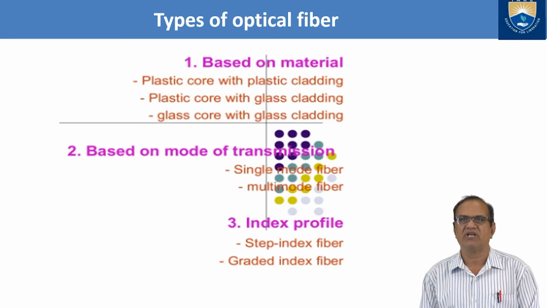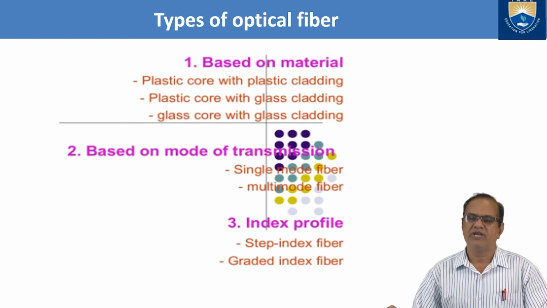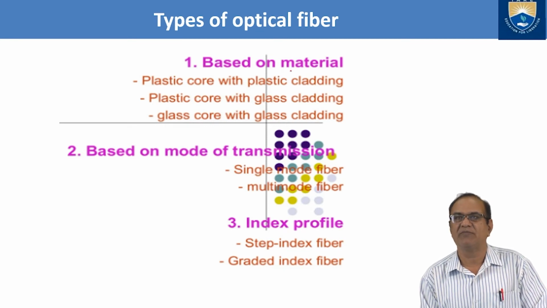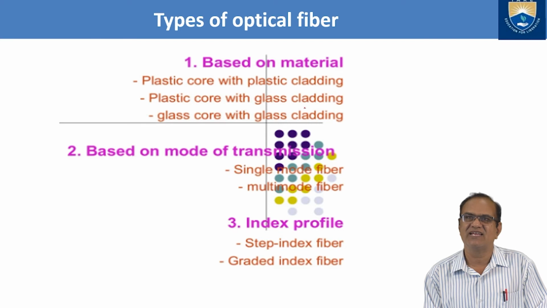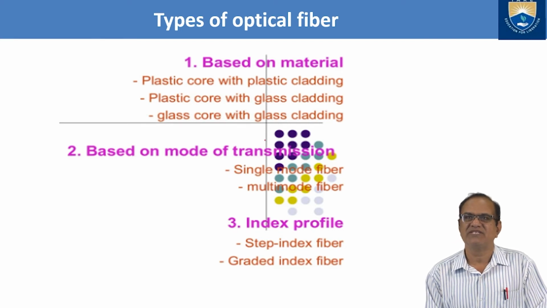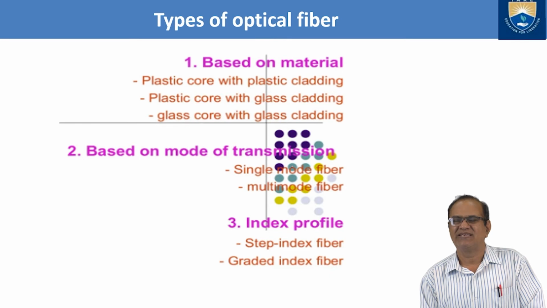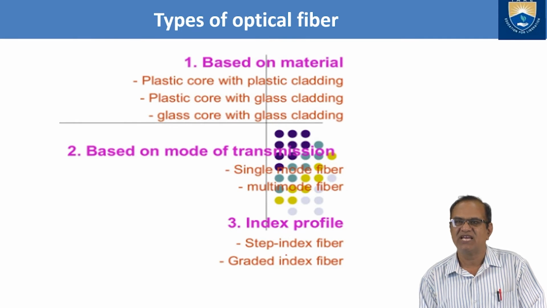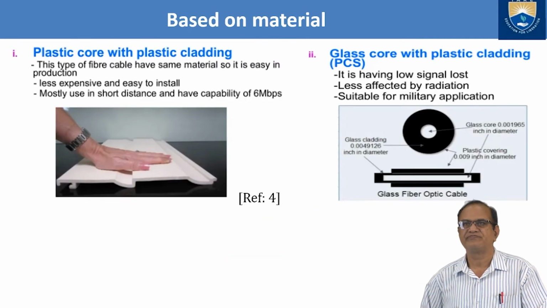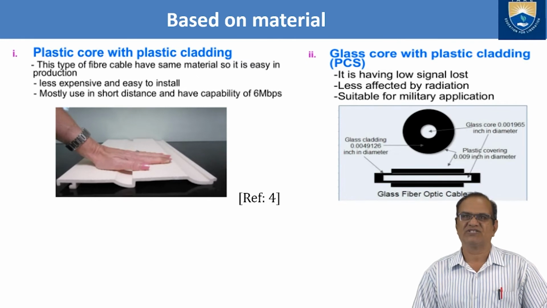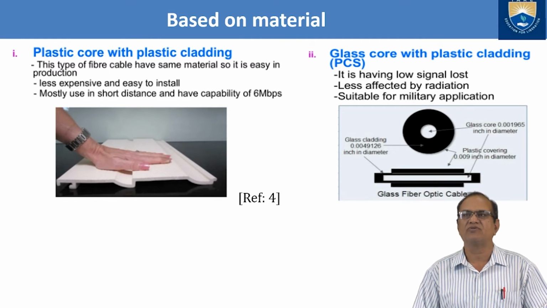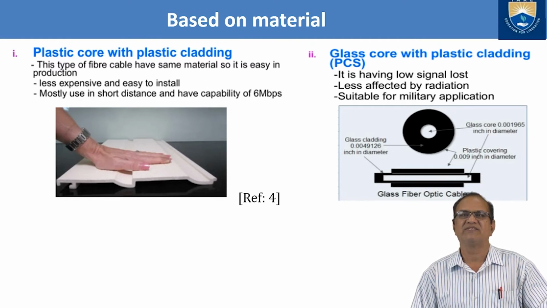Now I will talk about fiber optics. Here are the types of fiber optics we have. First, based on the material: plastic core with plastic cladding, plastic core with glass cladding, glass core with glass cladding. Based on the mode of transmission: single mode fiber and multiple mode fiber. Then we have the index profile: step index and graded index profile. First I will talk about the types based on the material. Different materials are used, and accordingly the fiber is made.